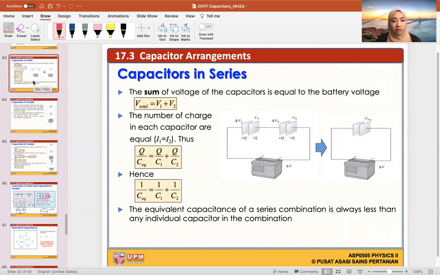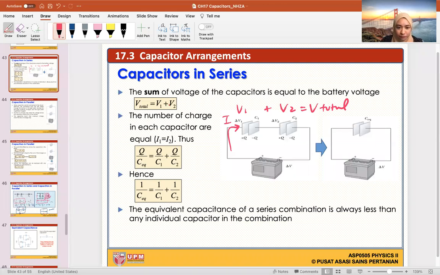So capacitors in series, I told you V1 plus V2 should be equal to V total. Okay, so this is V total, V1 plus V2. Therefore, the charge in each capacitor is equal. I told you the I that they see is the same. This is a circuit, so if they meet the same I, it means they meet the same Q.